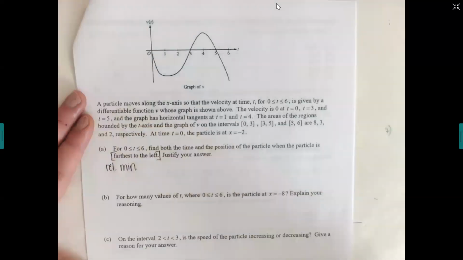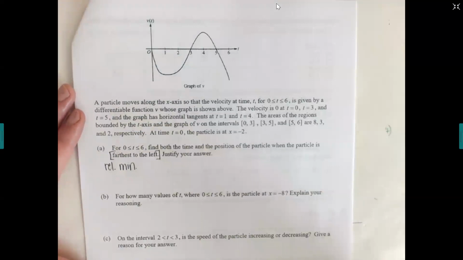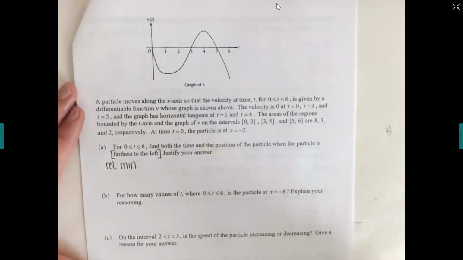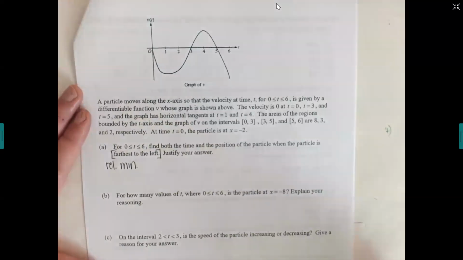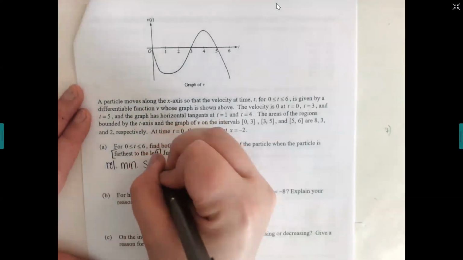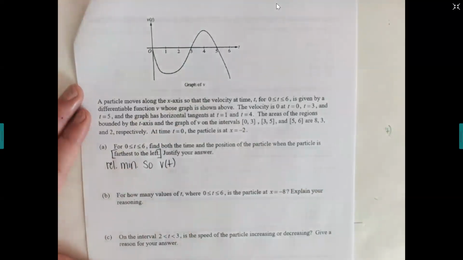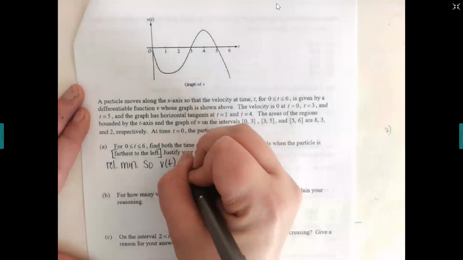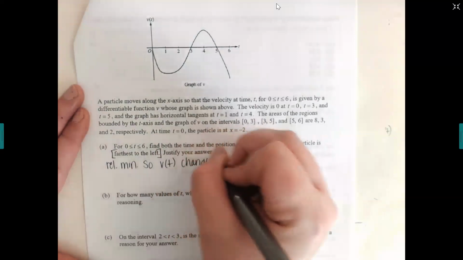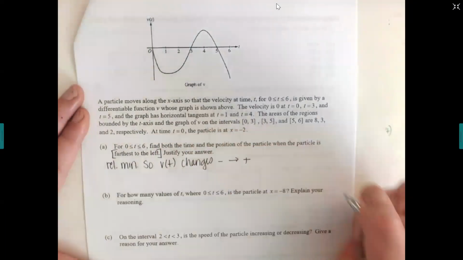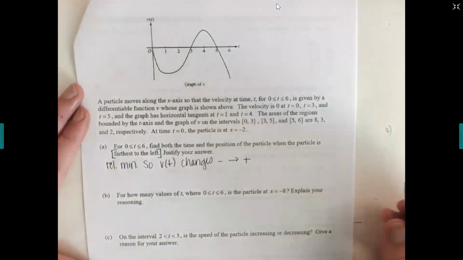So then how do I want velocity to change for a minimum? Okay, so let's think about it. If it's a minimum, I want to go down and then up. What's the sign change? Negative slope to positive slope. So V of T needs to change from negatives to positives. Where does that happen on your velocity graph?